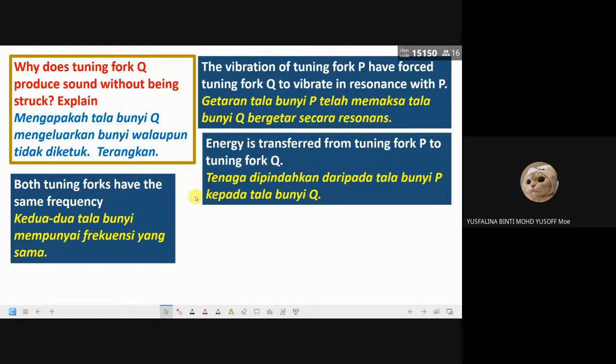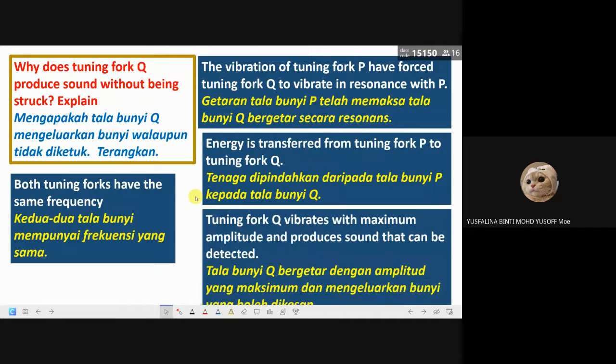So the sound energy is transferred by vibration, the vibration of the air molecules. The air molecules surrounding tuning fork P will vibrate, and transfer the energy to the other molecules until it reaches tuning fork Q. Then tuning fork Q will vibrate with maximum amplitude and produce sound that can be detected.